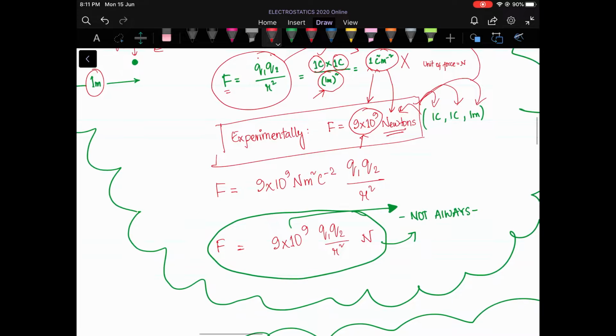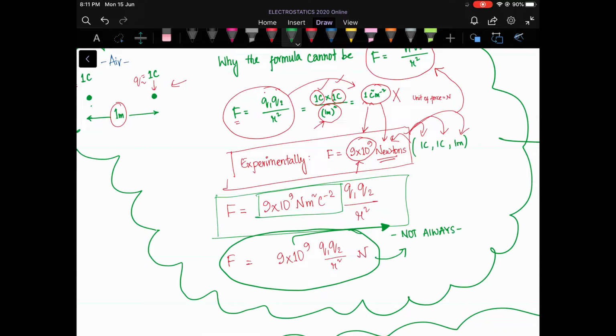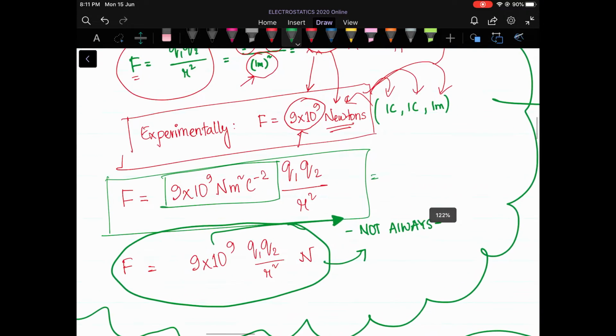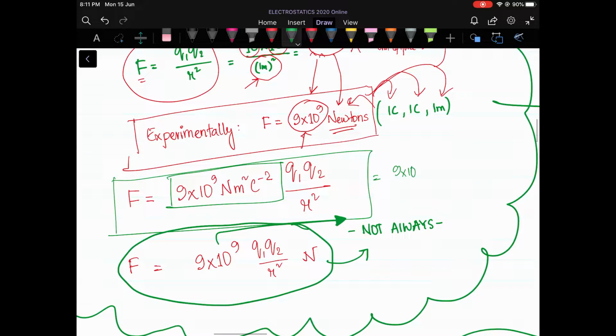Notice, if I use the formula where we write 9 into 10 to the power 9 Newton meter square Coulomb to the power minus 2, and then multiply with Q1, Q2 and divide by R square, and apply it in this case, you will see we will get 9 into 10 to the power 9 Newton meter square Coulomb minus 2. Q1 is 1 Coulomb, so I write here 1 Coulomb. The other charge is also 1 Coulomb, so we write 1 Coulomb divided by R, which is 1 meter.